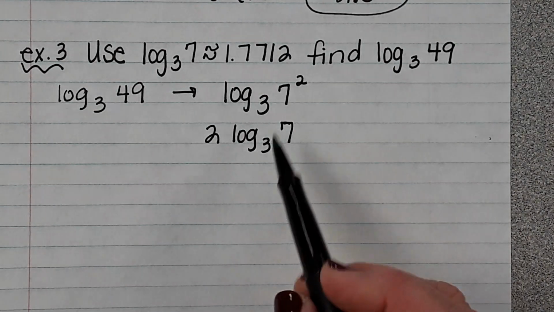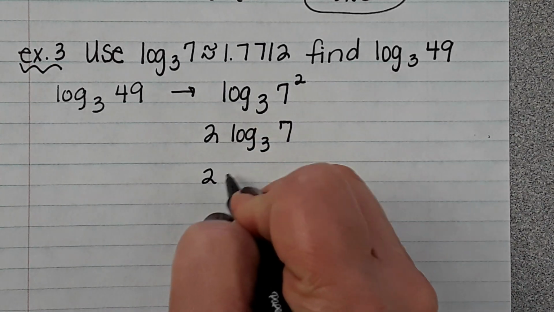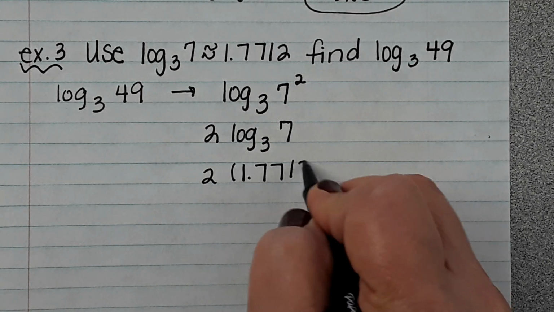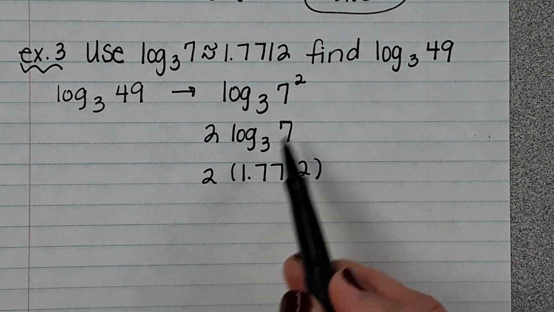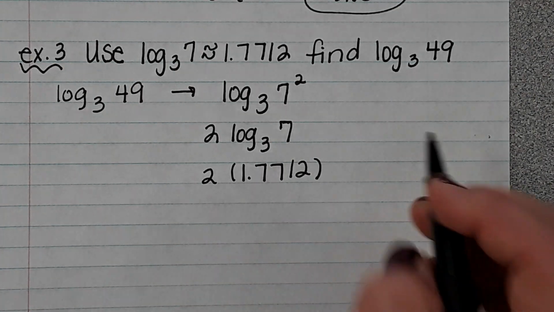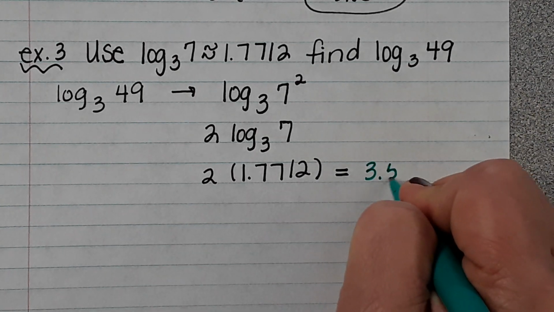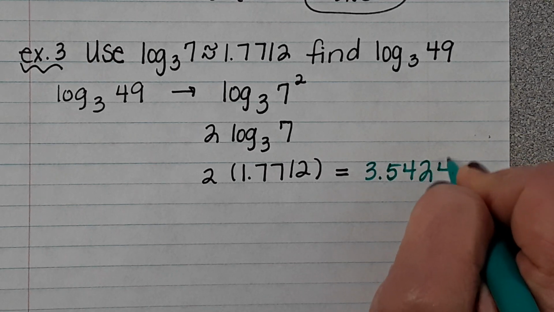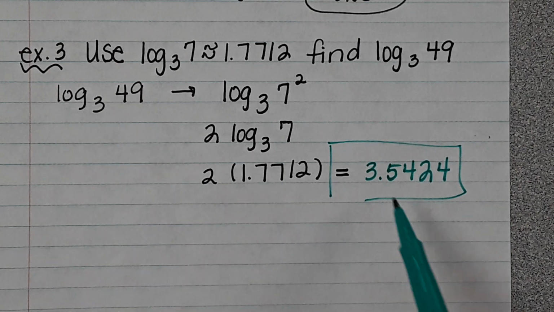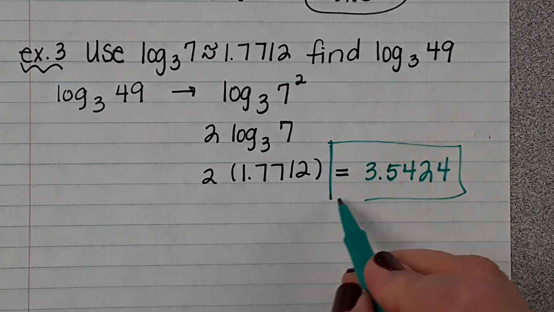Now, did they give us something for log base 3 of 7? Yep. So we're going to do 2 times 1.7712. We are replacing log base 3 of 7 with what they gave us, and now we're going to multiply that. And what do we get? 3.5424. And this is our answer. So log base 3 of 49 equals 3.5424. That's what the answer is.